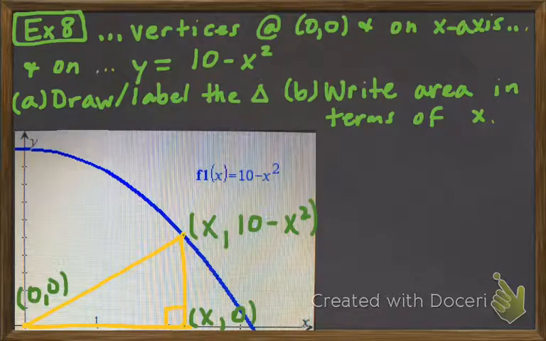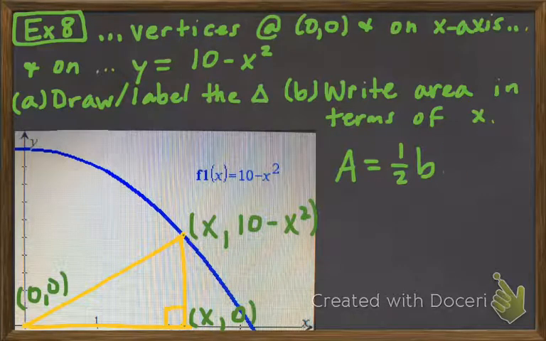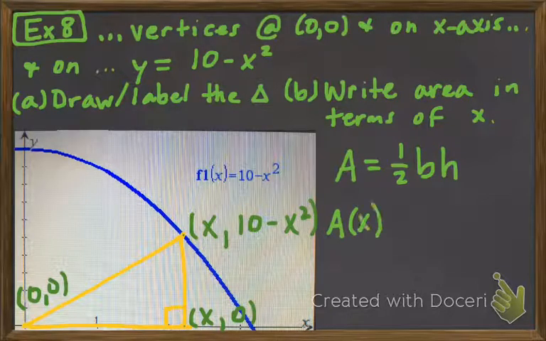So then part B says write the area in terms of x of this triangle. So again, we start with our basic formula, A equals 1/2 BH. And that's not so much for you to know where it came from, but for anybody who's looking at your work to know the progression you went through to get to your answer step by step. So then we're going to have A of x equals, and then you just replace each part of the formula with the x notation from the problem.